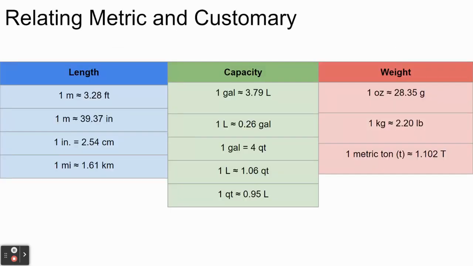So the first thing that we're going to do here is look at some new tables. Pause the video. Make sure you write these down, just like we did in the previous one. Essentially what we're doing here is we're taking some of the common units and comparing them and seeing how they're equal. So you see that 1 meter is about equal to 3.28 feet. 1 meter is equal to 39.37 inches. 1 inch is equal to 2.54 centimeters. And of course 1 mile is equal to 1.61 kilometers.